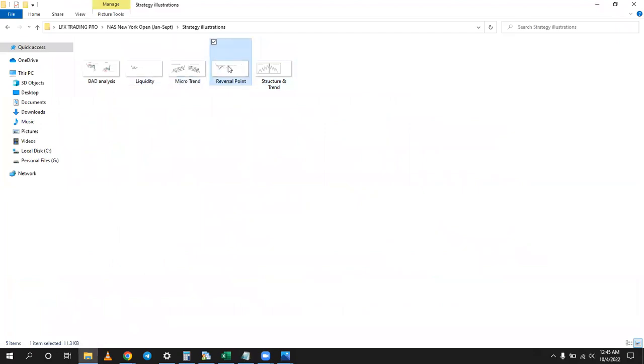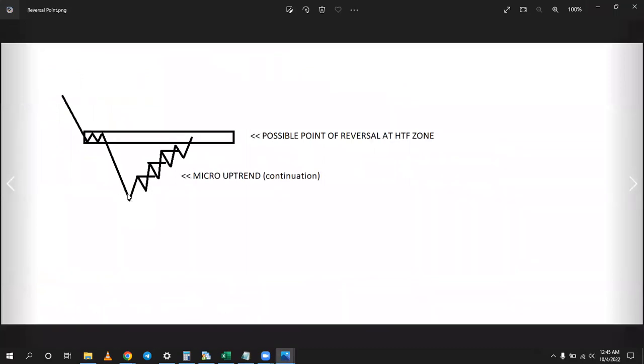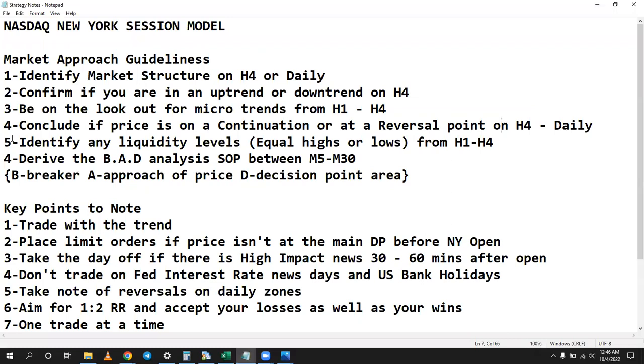Just to make it clear, in this illustration, as you can see, we have a micro uptrend. In this micro uptrend, this is basically a continuation. But then price reaches a zone, and at this zone here, we shall be anticipating a potential reversal. For you to buy at this zone would be risky. So you have to be on the lookout for potential reversals when analyzing your charts.